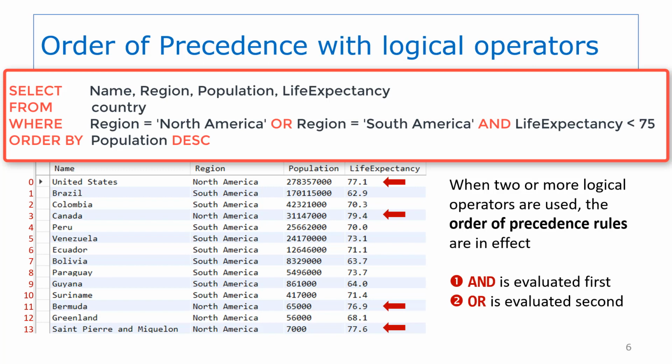Keep in mind that for an AND clause to be true, the conditions on both sides of the AND have to be true. If one or the other conditions for the AND are not true, the value for the AND clause is false. For an OR clause, only one of the conditions on either side of the OR has to be true. That is why you see the countries for North America included in the result set with the life expectancy over 75. You see those rows on the slide at row 0, United States, row 3, Canada, row 11, Bermuda.